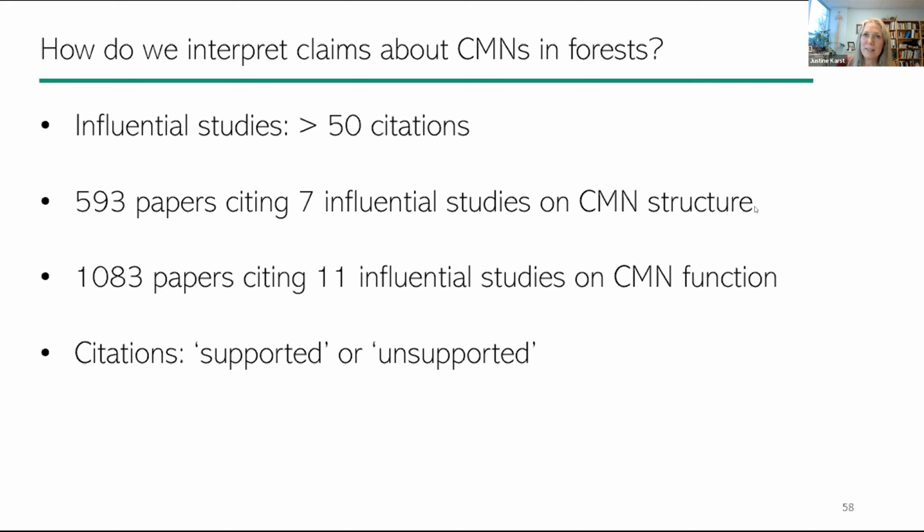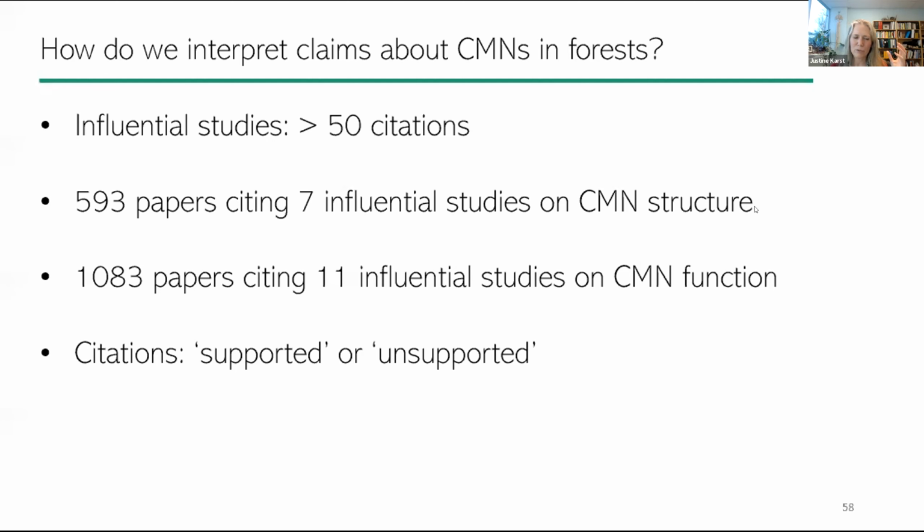Okay, so the way that we did this is we selected what we called influential studies in common mycorrhizal network research. So these are ones that, at a certain date, May last year, had received over 50 citations, which in my world is quite a few citations. And so we called those the influential studies. And then we looked at all the papers that had cited those influential studies to see how they cited them. And we would categorize the citation as either unsupported or supported.